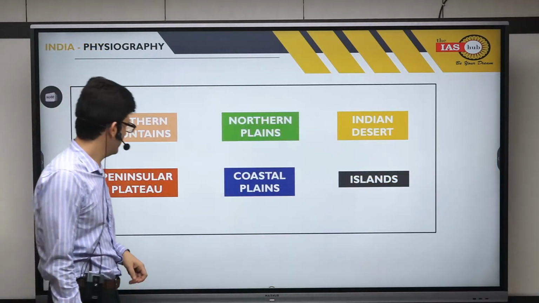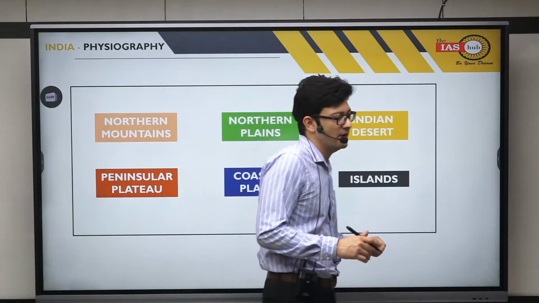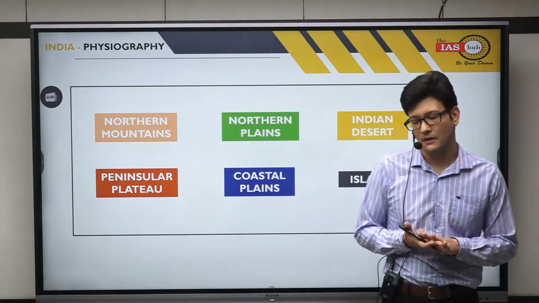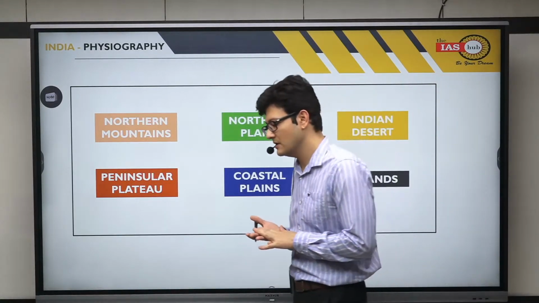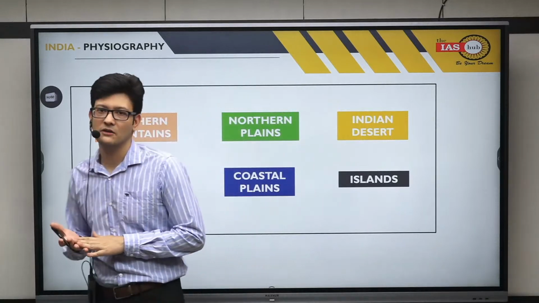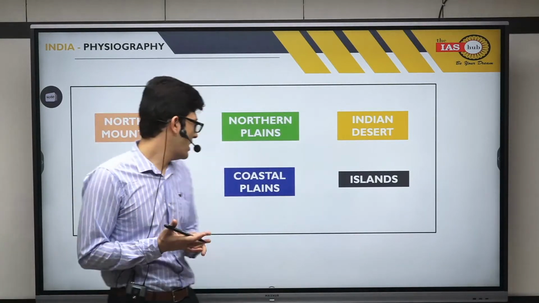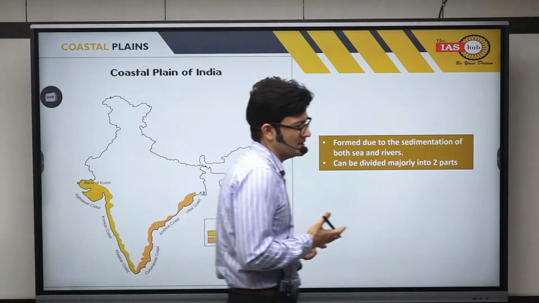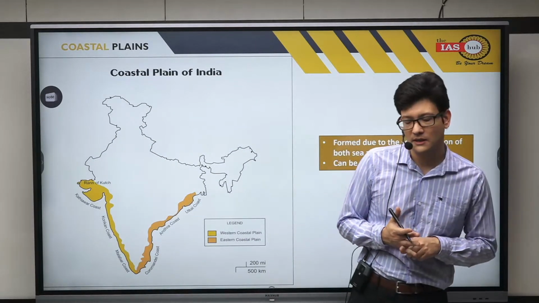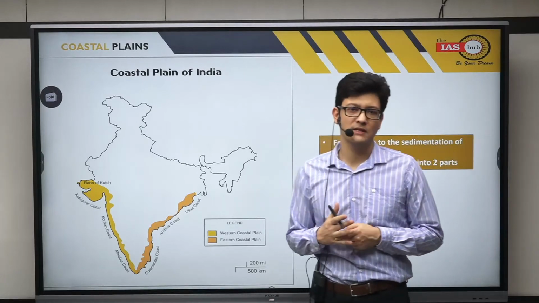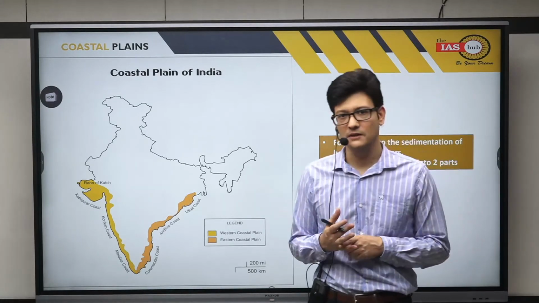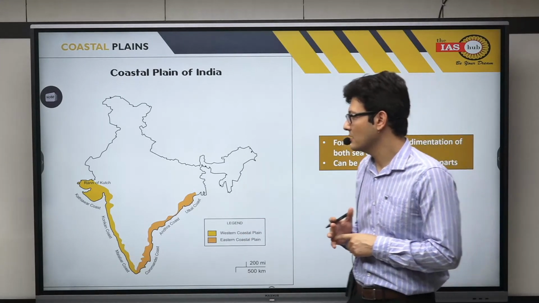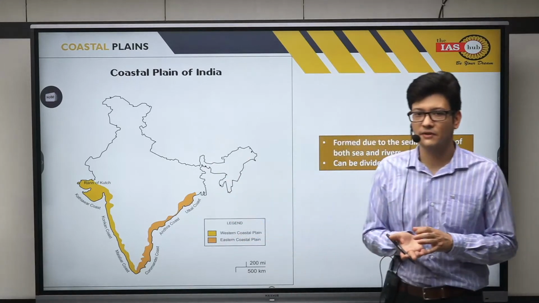Now we have completed the Peninsular Plateau. We have taken up all the major plateau regions right from the central tableland towards the southern part of India. Now we'll take up coastal plains. The coastal plains in India are divided basically into two parts: the Western Coastal Plain and the Eastern Coastal Plain. The Western Coastal Plain has certain divisions in which we have divided.